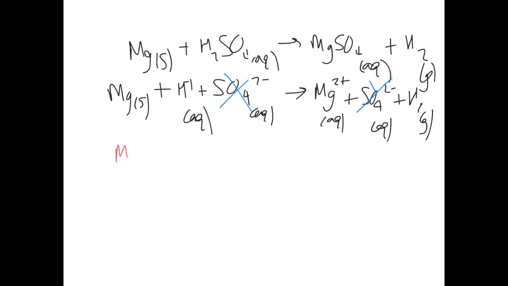So it'll be Mg solid forming Mg2+. Let's make it nice and neutral, so it's 2e-. Because the magnesium's lost electrons, we know that's oxidation.